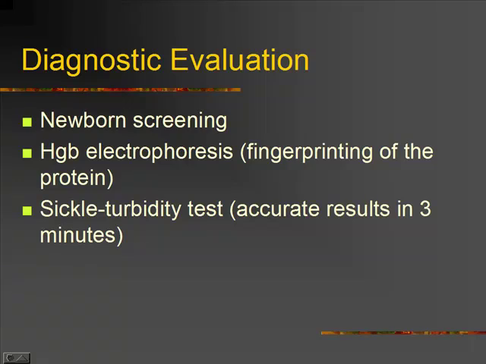Newborns can be screened, and then if they're positive, we know they have the trait. So we do the hemoglobin electrophoresis, which is looking at the fingerprinting of the protein on the cells. The sickle cell turbidity test is a quick test that only takes 3 minutes. It tells us if they have the trait or not.